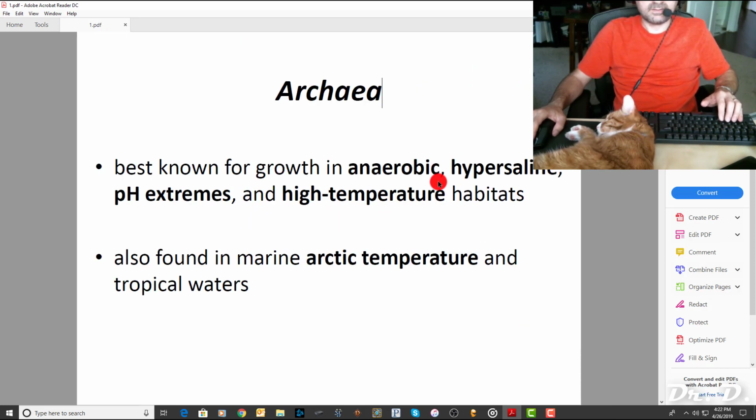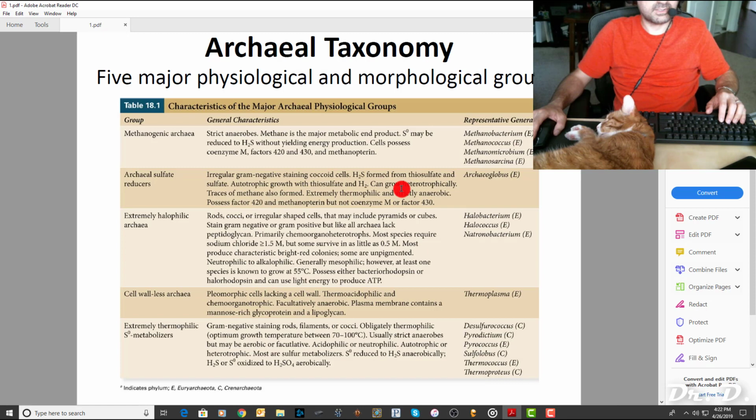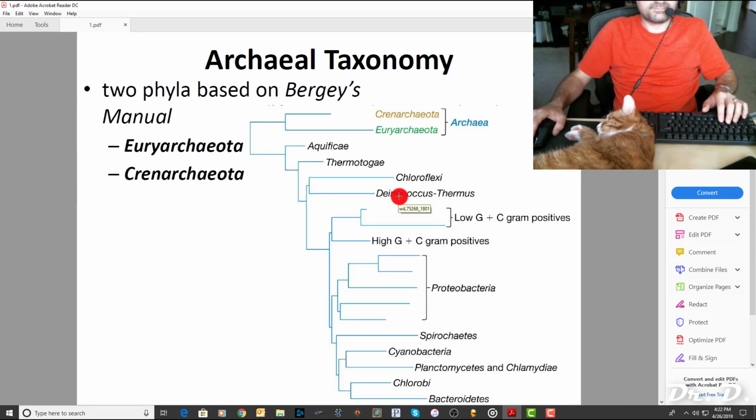All right. One thing to know about archaea is that they live where it's not hospitable for humans. They live in anaerobic environments, salty environments, pH extremes, high temperature environments, Arctic temperature. And what you need to know is that there are two classes of archaea, the Euryarchaeota and the Crenarchaeota. Very important that we understand Euryarchaeota and Crenarchaeota.